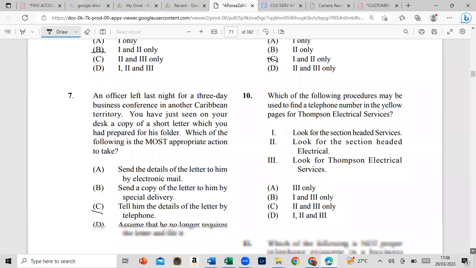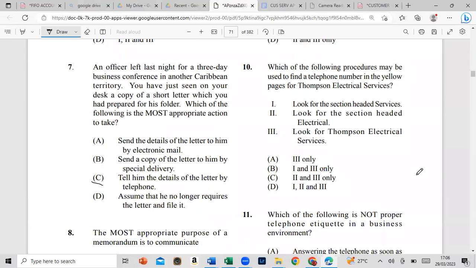Let's move on to number 10. Which of the following procedures may be used to find the telephone number in the yellow pages for Thomson Electrical Services? 1, look for the section Edit Services. 2, look for the section Edit Electrical. 3, look for the Thomson Electrical Services.